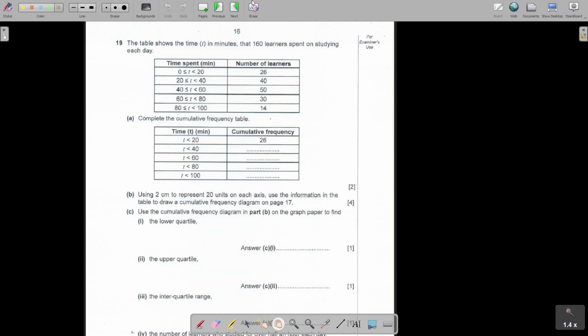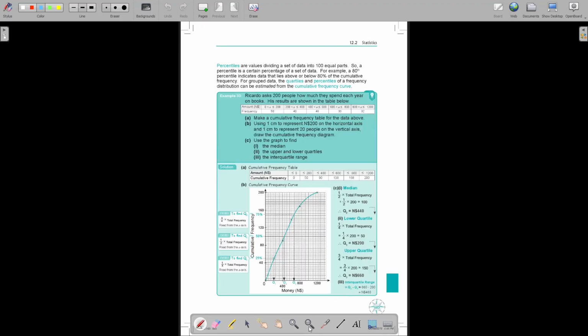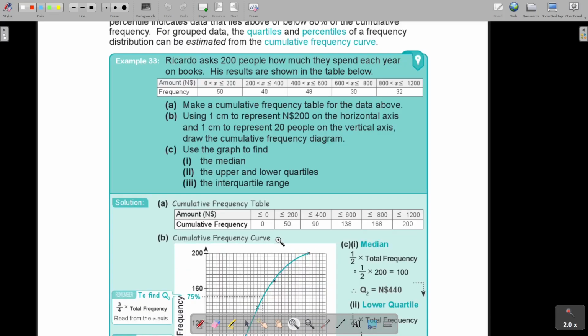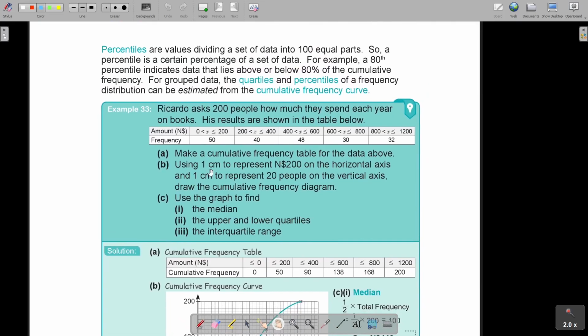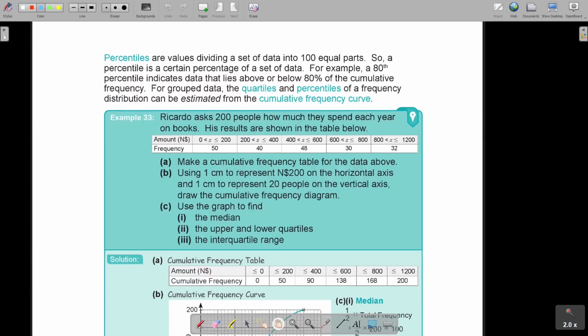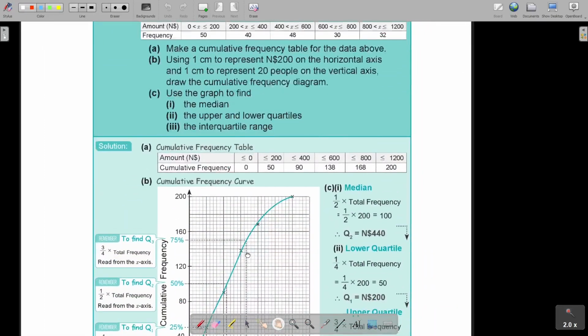So I think the first thing that I'm going to do is I'm first going to take you also to the textbook. So let's just go to the textbook and see the last one, 19. Okay, so let's look at this example, Example 33. I just want to tell you where in the textbook: it's also part 2, page 685, Statistics and probability, but this is statistics. Okay, so there is the question.